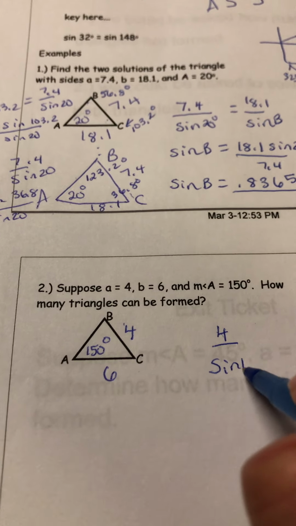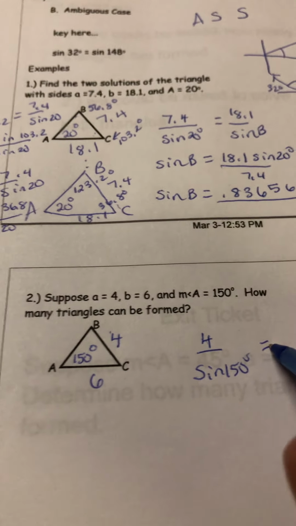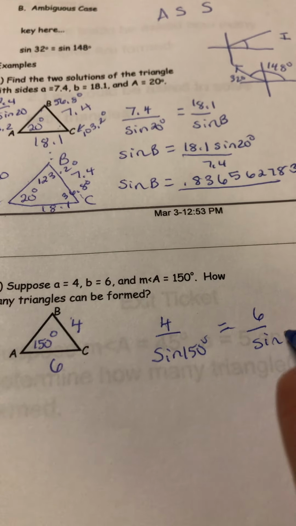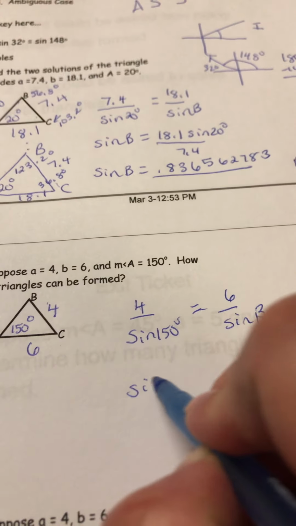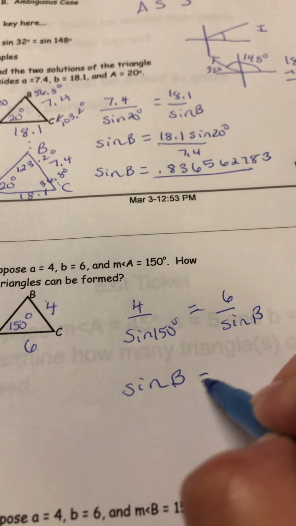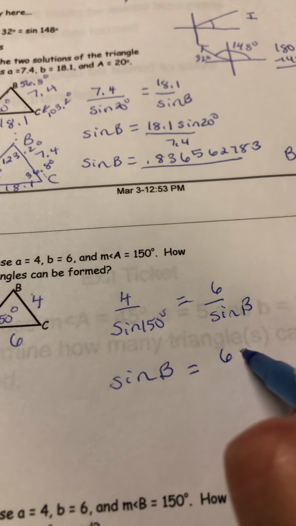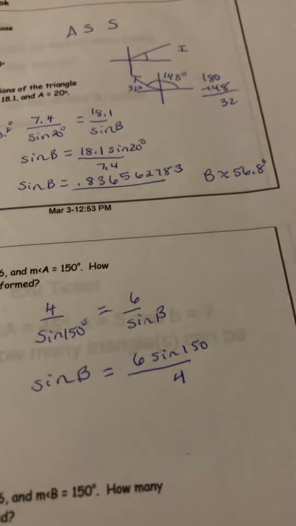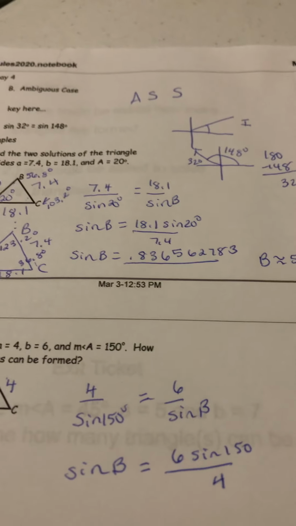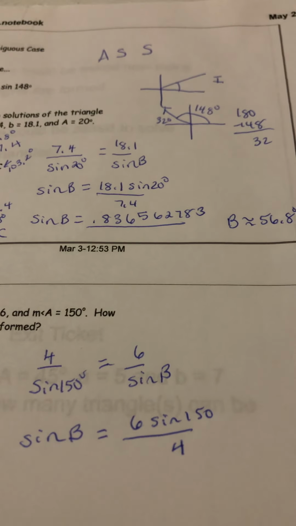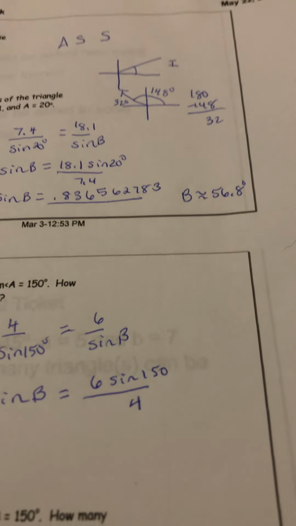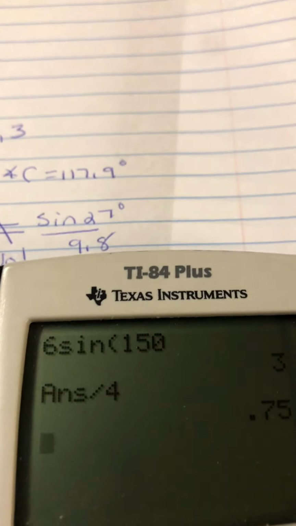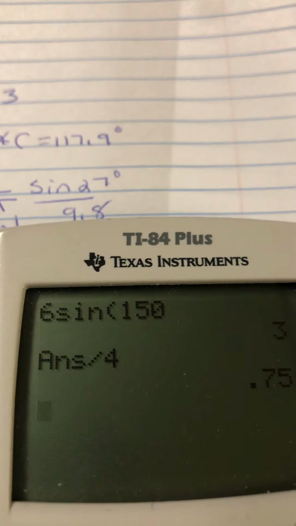4 over the sine of 150 degrees is equal to 6 over the sine of angle B. So we cross multiply. We're going to find the decimal. The sine of angle B will be equal to 6 times the sine of 150 degrees divided by 4. So what decimal do we get here? All right. So 6 times the sine of 150 degrees divided by 4. So here's the decimal I get. I get 0.75. Wait a minute, for real? Just making sure I didn't type anything wrong. No, I guess I did.